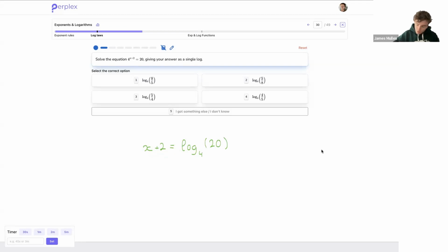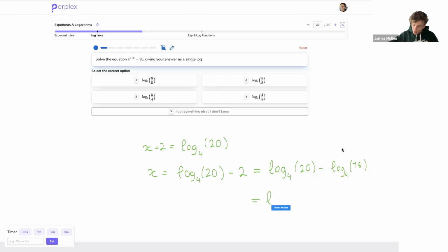And the log base 4, so now if I move the 2 to the right-hand side, I get x is equal to log base 4 of 20 minus 2. And 2 is the same thing as log base 4 of 16, because 4 to the 2 is equal to 16. So log base 4 of 20 minus log base 4 of 16. And now I use my difference to quotient rule. So log base 4 of 20 over 16. And 20 over 16 is 5 over 4. Okay, so log base 4 of 5 over 4.